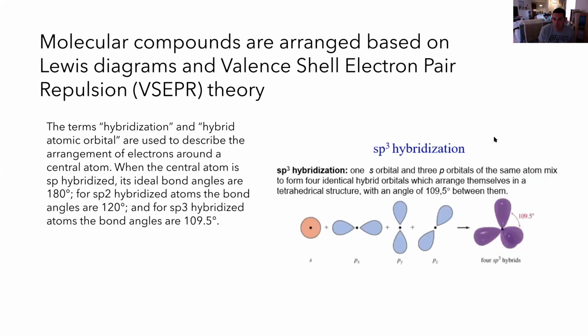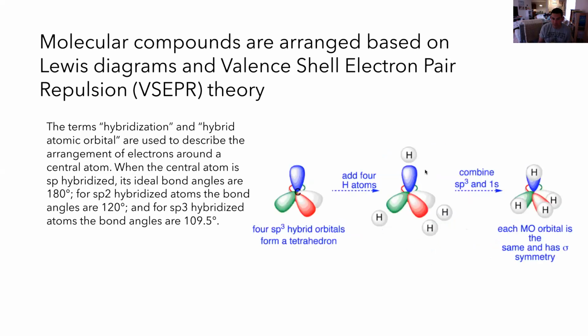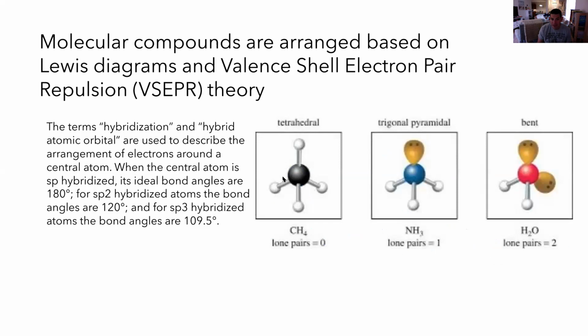sp3 hybridization, 1 s orbital, 3 p orbitals. We get 4 total groups, all right? This is very important for carbon. Carbon typically is sp3 hybridized as long as it has no lone pairs, actually no double bonds. So methane, CH4 is that tetrahedral shape.